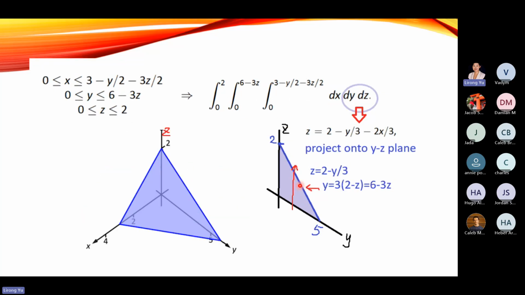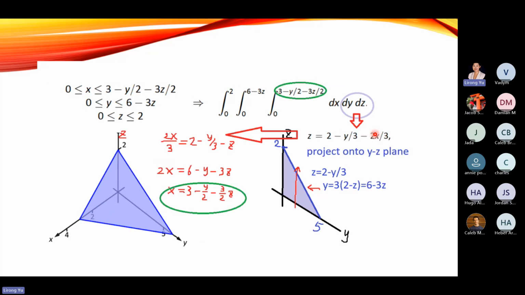How do we go about the x boundary in dx, dy, dz? x is from 0 to the surface. So you take this surface and try to solve for the x value from it. Move the 2x over 3 to the left, and then move the z to the right. Then multiply both sides of the equation by 3. That's the second step. And finally, we have the x value.